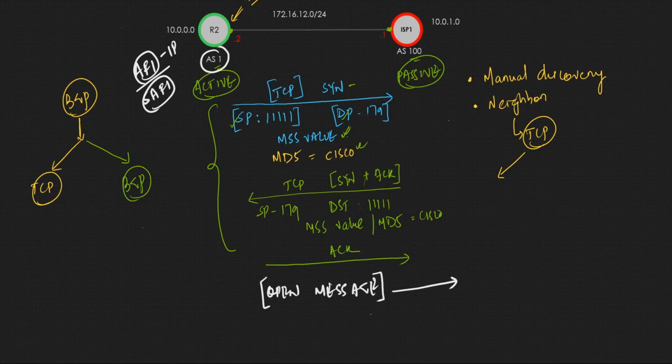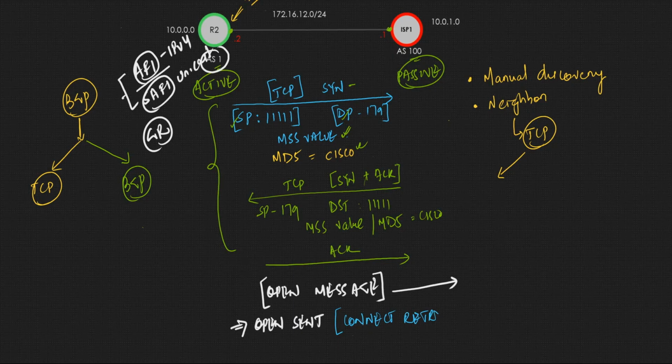Whether, let's say, AFI is IPv4 and SAFI is unicast, right? Or, let's say, for VPN, AFI is L2VPN and SAFI is EVPN. For example, what kind of values are there? It will also send graceful restart capabilities as well. So this is an open message being sent by R2 as the active side. The moment it sends it, what will happen? It will transition to the OpenSent phase, right? And it will restart its connect-retry timer.